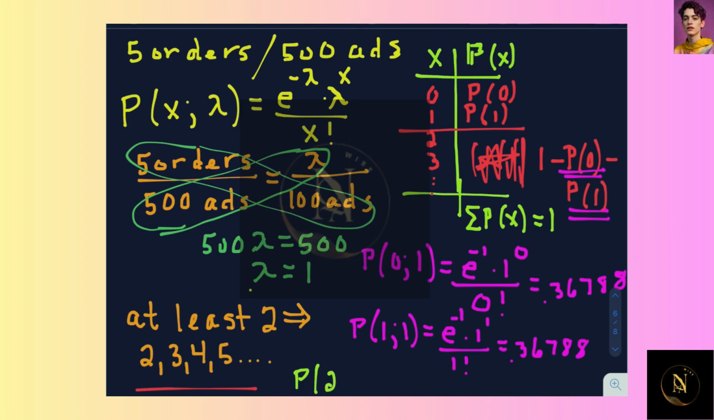So when we substitute those values in here and in here, we're then going to have that the probability of 2 or more orders is equal to 1 minus 2 of these 0.36788 values, because there were 2 of them. And your probability turns out to be approximately 0.264.